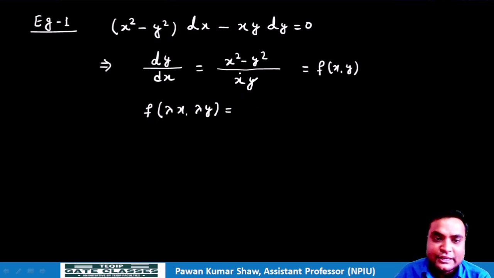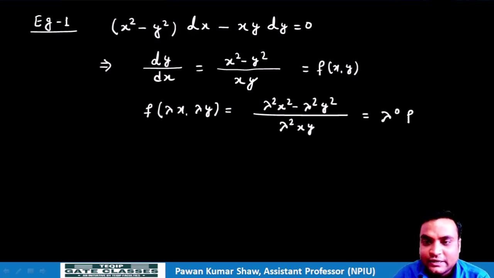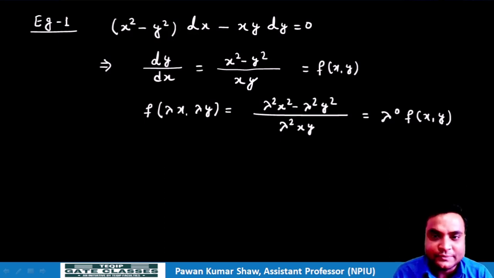So we replace x with lambda x and y with lambda y. Finally we get lambda square x square minus lambda square y square, divided by lambda x into lambda y, so lambda square xy. After that you can see that this lambda square will cancel in both the numerator and denominator. So we can write lambda 0 and it's a function of xy, because we got the function x square minus y square divided by xy. So you can see that this is a homogeneous function of degree 0.